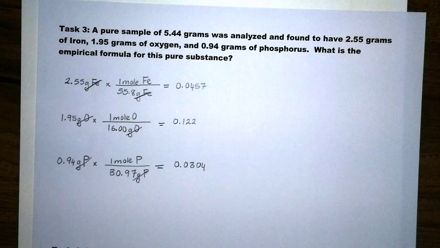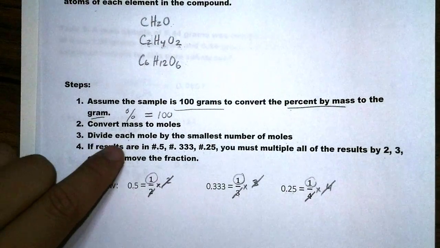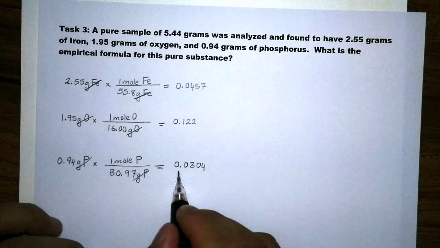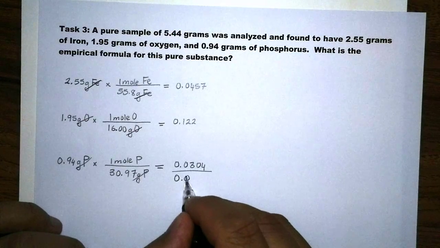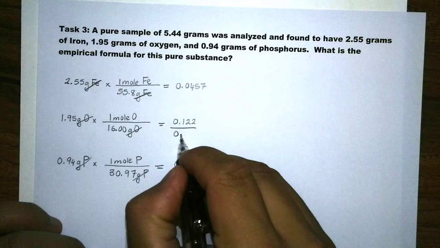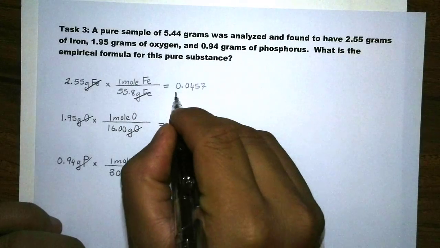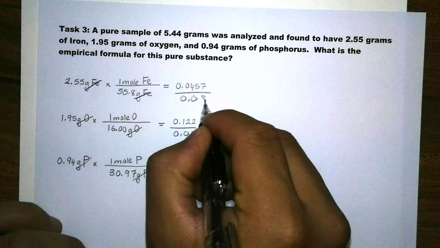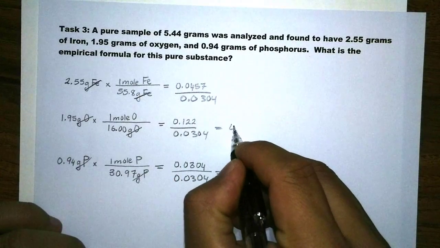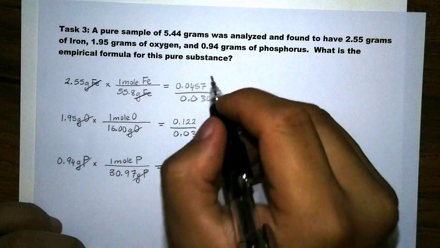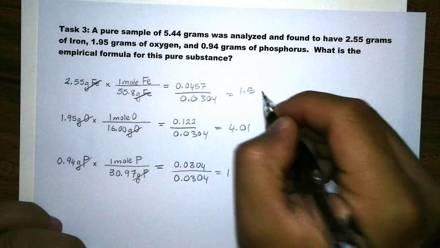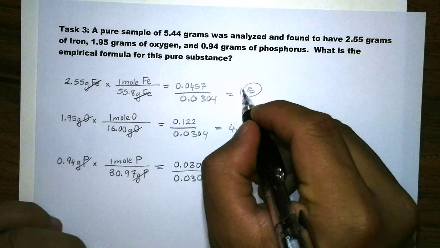And going back to step 3, we have to divide by the smallest number of moles, which is this one right here. So this divided by the smallest number, which is itself, will give us 1. And this will be divided by the smallest number again. We have 0.4. And again, divided by the smallest number, for this one it turned out to give us 4.01. And for this one, it turned out to give us 1.50. Notice how we have the 0.5 right there.